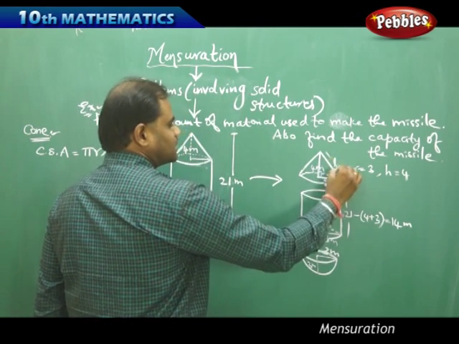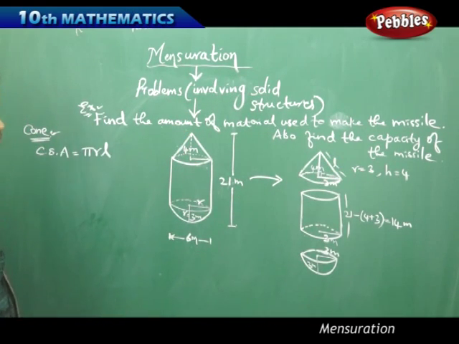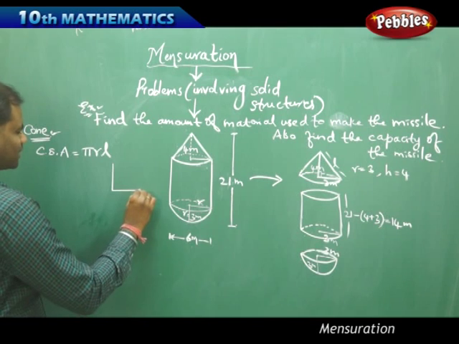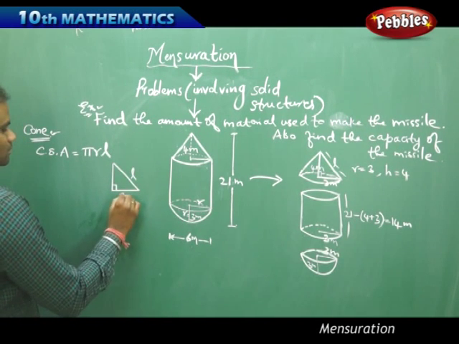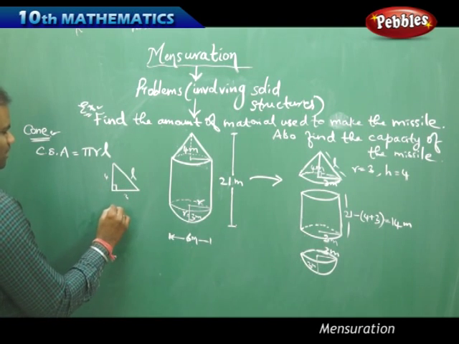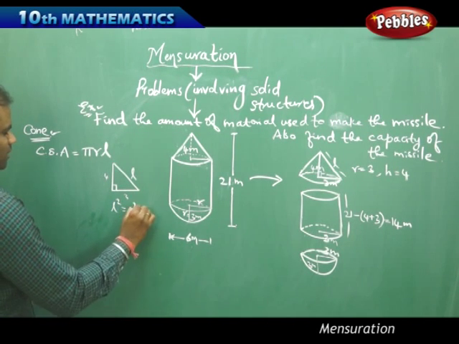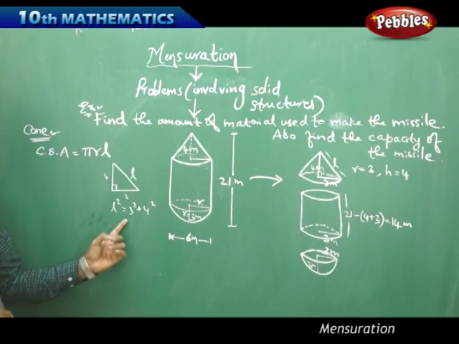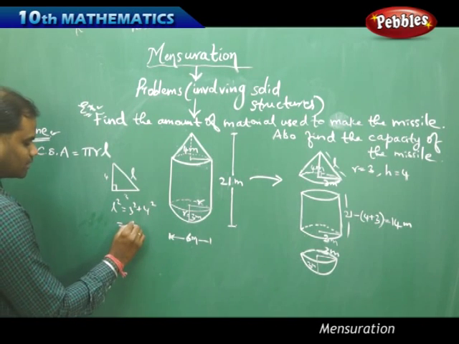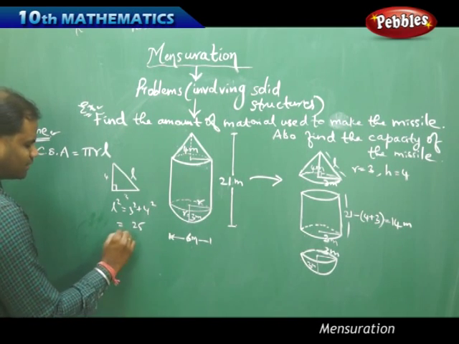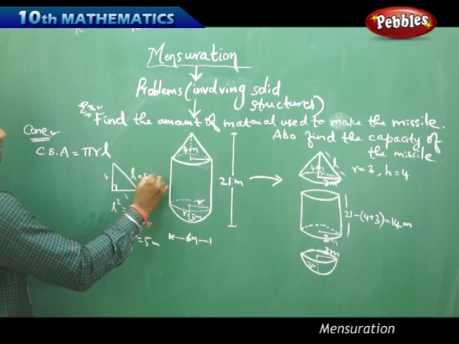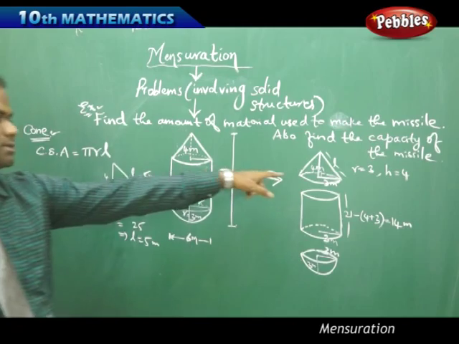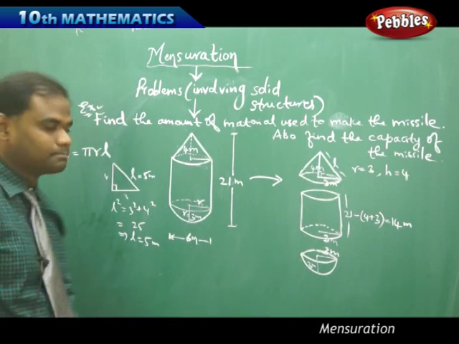Therefore, the slant height is something which I need to find using the right angle triangle, because it's a right circular cone. With sides 3 and 4, l square is 3 square plus 4 square. Using the Pythagoras theorem, I get l square as 9 plus 16, which is 25. That implies l is 5 meters. Therefore, the slant height of the cone is 5 meters.